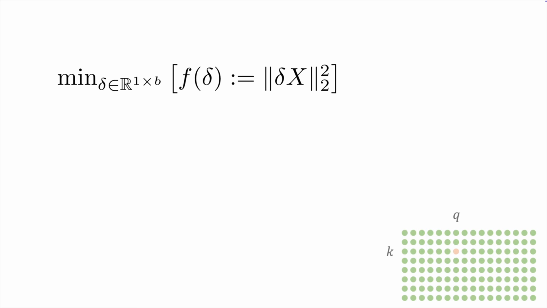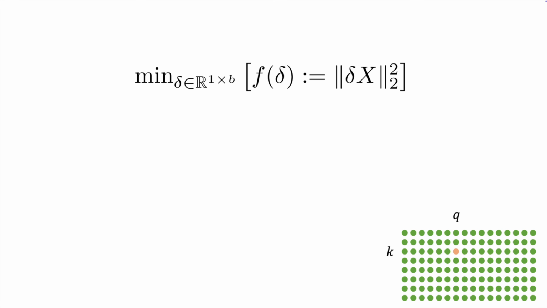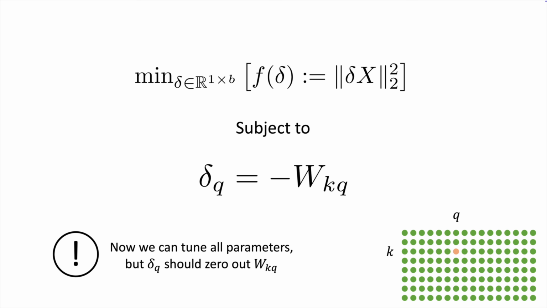We have exactly the same objective that we want to minimize. For one row of the weight matrix, it's the squared L2 loss. Now consider a more flexible version of the pruning problem. We want to remove one particular weight, W_QK, but at the same time, we allow every other weight in the row to change, so that surviving weights can compensate for the damage caused by removing this parameter.